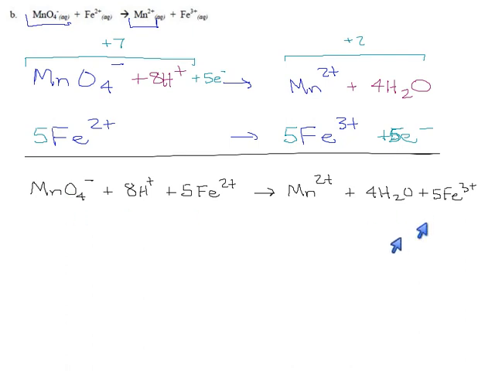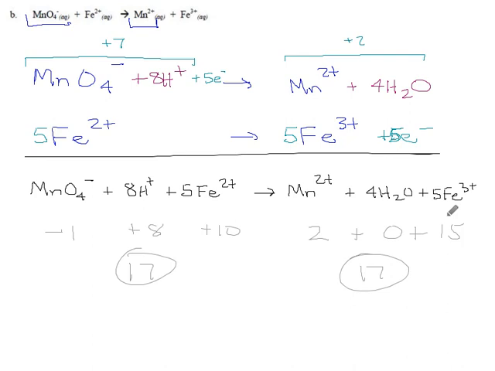When you've written one of these, you can go through and check and make sure that every single thing matches up if you want to make sure that you've done it correctly. If we count atoms first, we can say manganese, 1, 1, oxygen, 4, 4, hydrogen, 8, 4 times 2 is 8, iron, 5, and 5. Total charge, -1 plus 8 plus 10 adds up to 17. And on the right, 2 plus 0 plus 5 times 3 is 15. Total is 17 again. So if all of those things match, then you probably did it right.